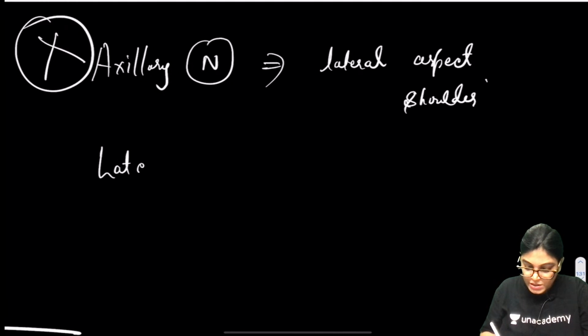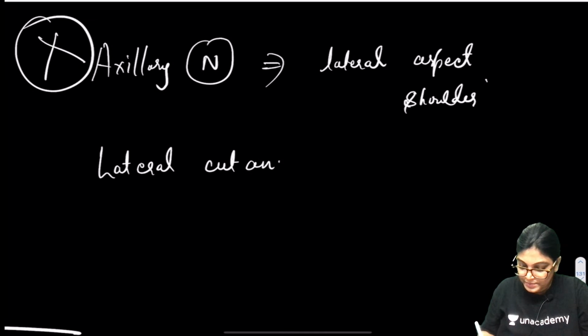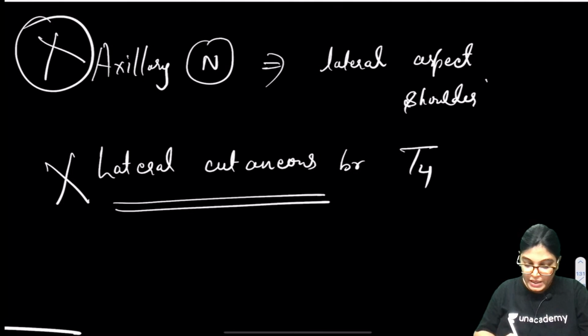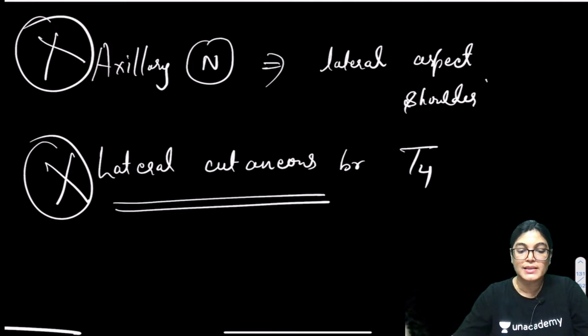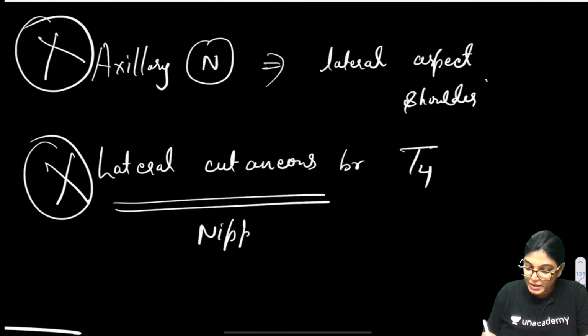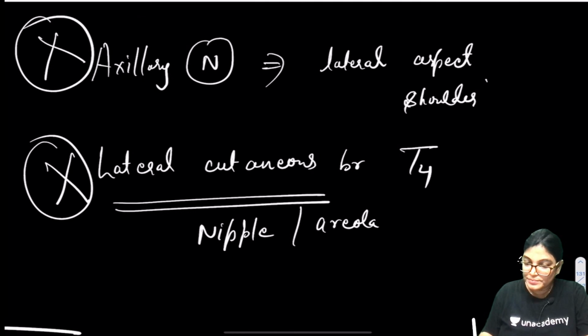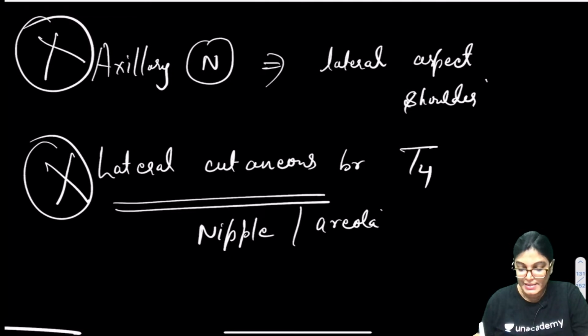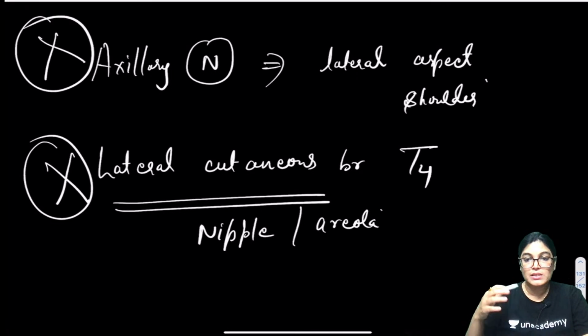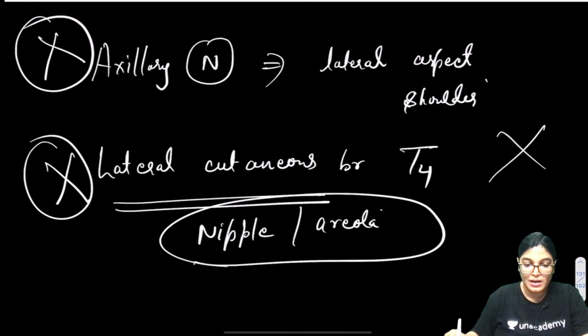Now, one option was the lateral cutaneous branch of T4. If we talk about the lateral cutaneous branch of T4, it is again the wrong option. The dermatomal distribution of the lateral cutaneous branch of T4 corresponds to which area? It gives innervation to the nipple and areola area, and slightly towards the medial aspect going towards the axilla, but the major innervation is in the nipple and areola. So this can't be the right answer.